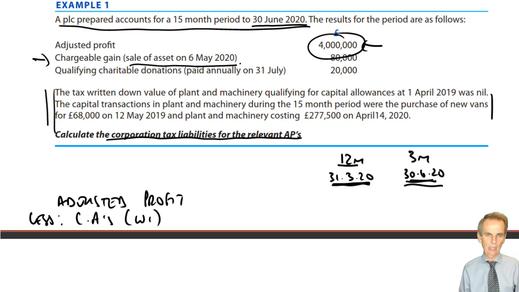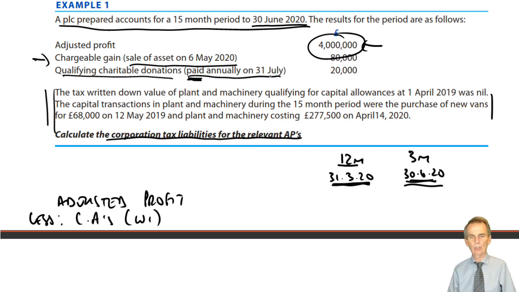Gains are allocated based on the date of disposal. So which accounting period do you allocate the gain to? Qualifying charitable donations are also allocated to the relevant accounting period, when they are paid, and they're paid annually on the 31st of July. So which 31st of July fell within that particular 15-month period, and which accounting period did that fall into, and allocate accordingly.